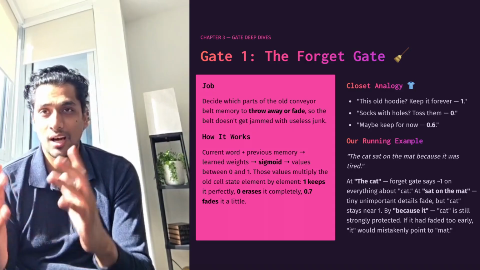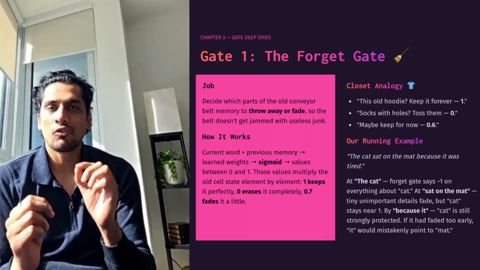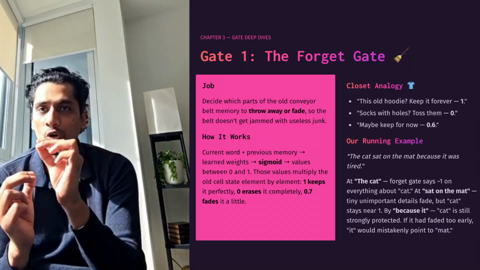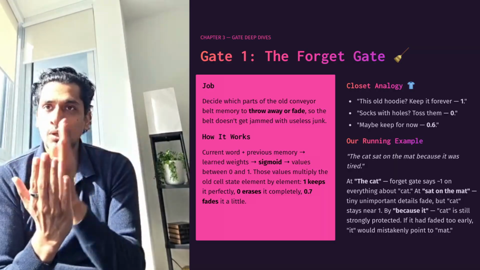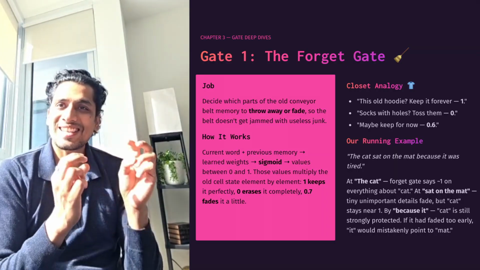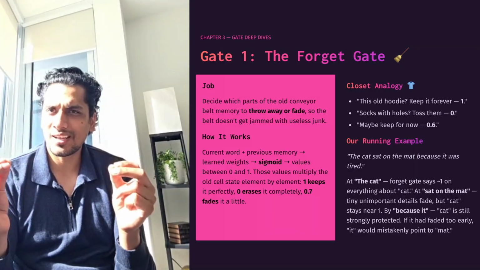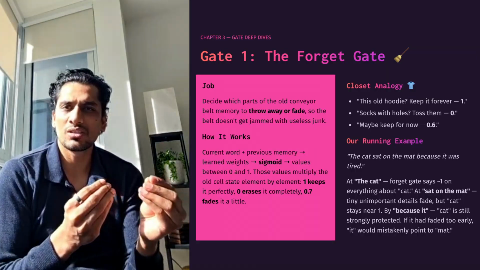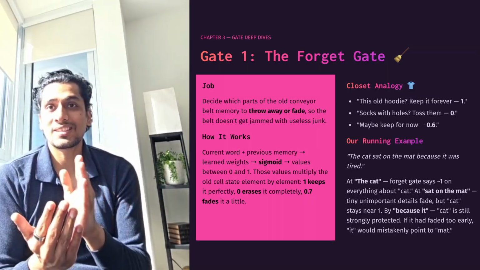Now, in our sentence, when we hit the cat, the forget gate says close to 1 on everything about cat. We really want to keep that subject. When we get to sat on the mat, it might fade away tiny unimportant details like the exact sitting position, but it keeps cat at almost 1 because we still need that.